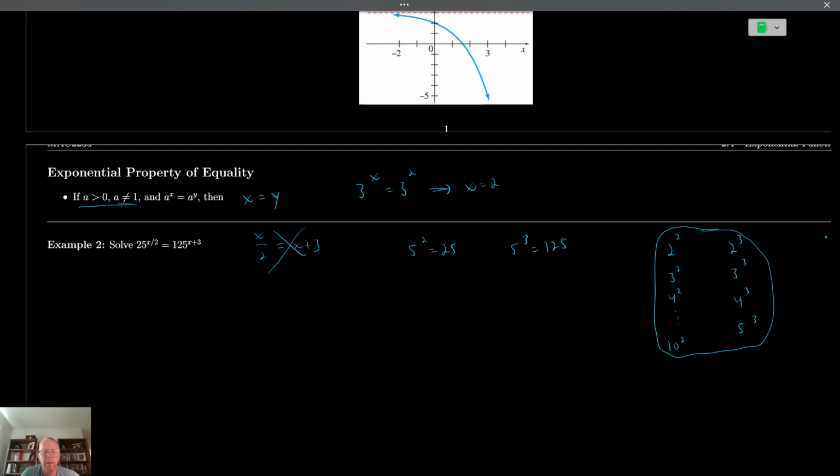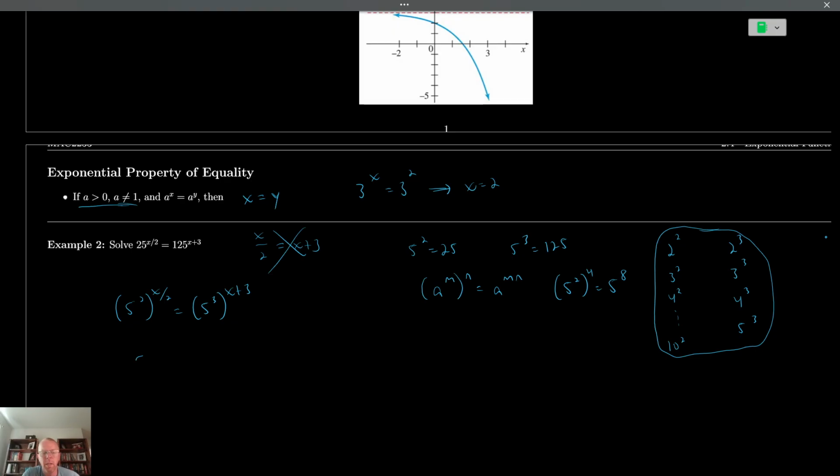So we can rewrite this as 5 squared to the x over 2 equals, and 125 is 5 cubed to the x plus 3. Now, if you remember properties of exponents, if you have a to the m and that is raised to the n, that is the same as multiplying the exponents. You could test this out: 5 squared to the 4th is going to be the same as 5 to the 8th. And you can check that in the calculator and see that it works.